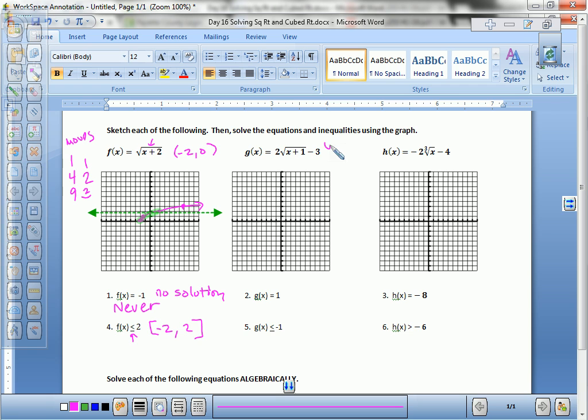Okay, so you try graphing this one, and then we'll answer these questions together. Let me know if you need help graphing. If you don't know how to graph a square root, let me help you now, okay?